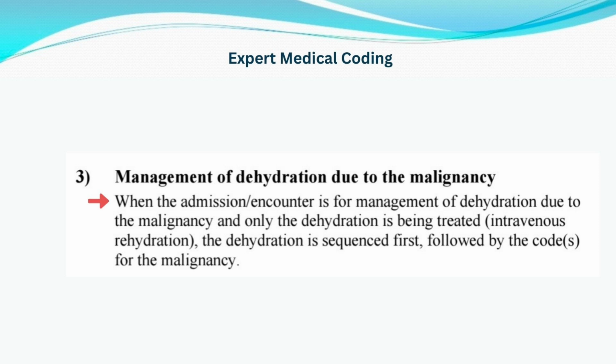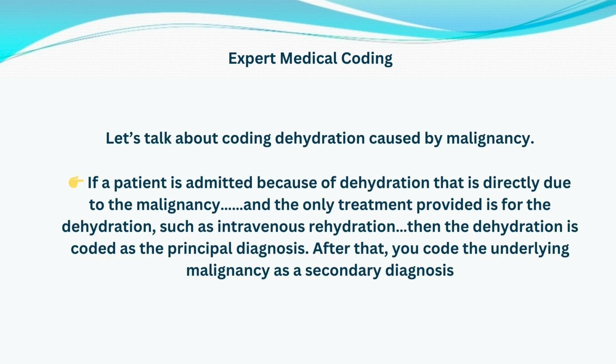So when the admission or encounter is for management of dehydration due to the malignancy, and only the dehydration is being treated, that is with intravenous rehydration, the dehydration is sequenced first, followed by the code for the malignancy. So let's talk about coding dehydration caused by malignancy. If the patient is admitted because of dehydration that is directly due to the malignancy, and the only treatment provided is for the dehydration, such as intravenous rehydration, then the dehydration is coded as the principal diagnosis. After that, you code the underlying malignancy as a secondary diagnosis.